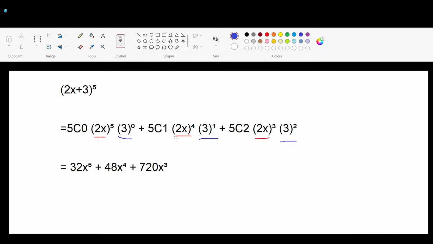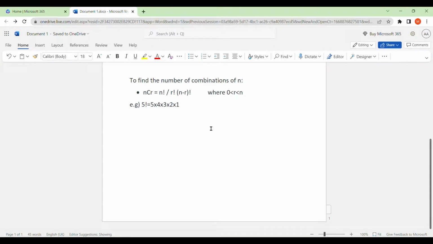There is this division button, and there is a little symbol nCr. So shift division will give you the combination function, so you put 5, then the function nCr, then 0 or 1 or anything. That will give you the value of any combination you want. So after you have simplified it, you will get the answer 32x^5 plus 720x^4 plus 720x cubed.